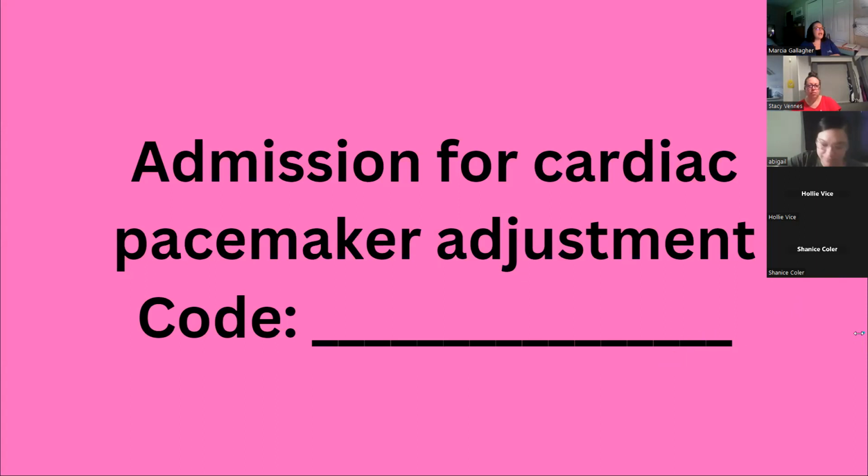Admission for cardiac pacemaker adjustment. Admission for cardiac pacemaker adjustment.